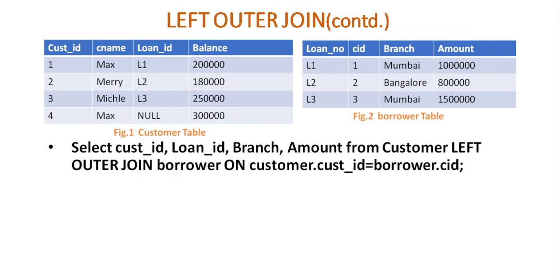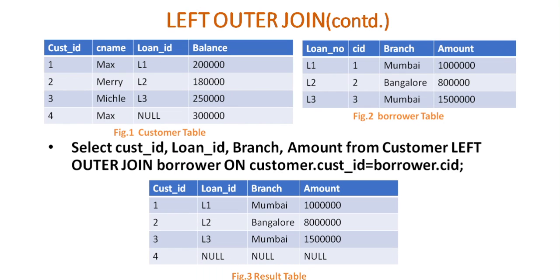So I have written select customer id, loan id, branch, amount from customer left outer join borrower on customer dot cust id equals borrower dot cid. Here also we require some common attribute and we are using an equality condition. But it is not an equi join, it is a left outer join because we have specified that keyword. So now your output will be like this. At the output table you will get customer ID, loan ID, branch and amount.